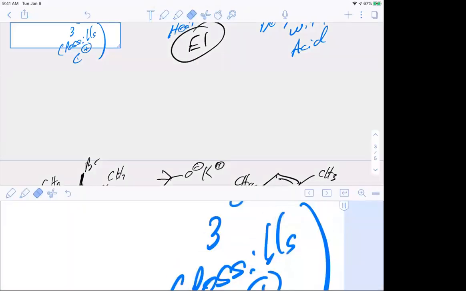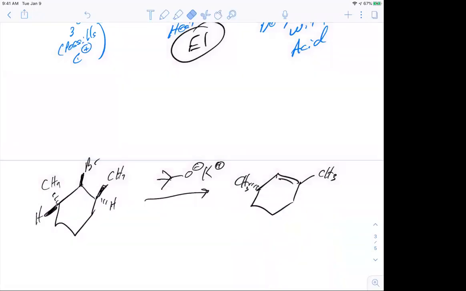Get rid of this trademark. Okay. So in this case, we all know we only get one product, so this must have been E2.